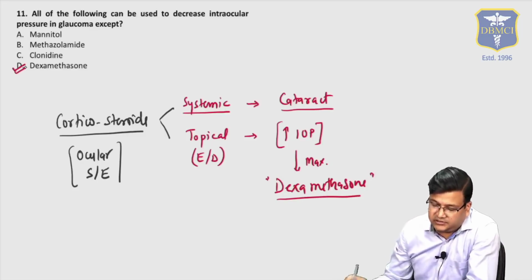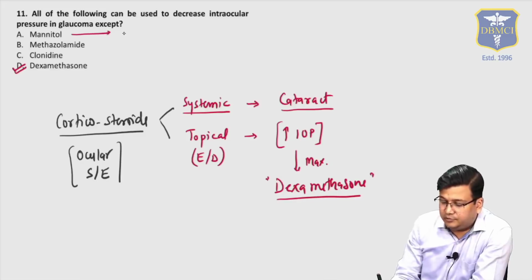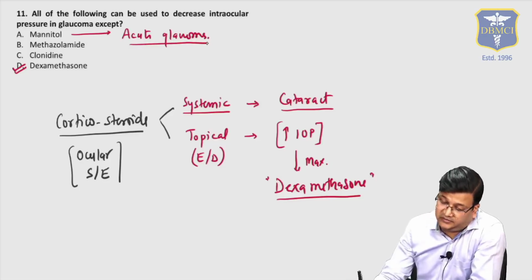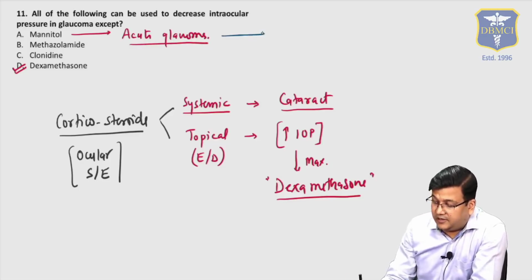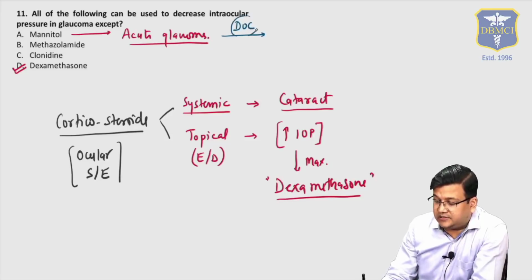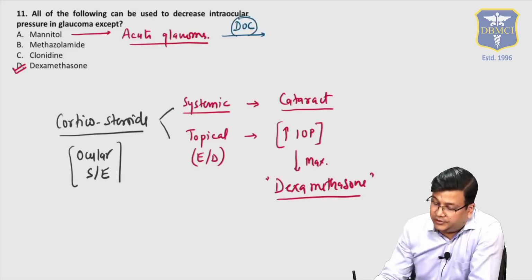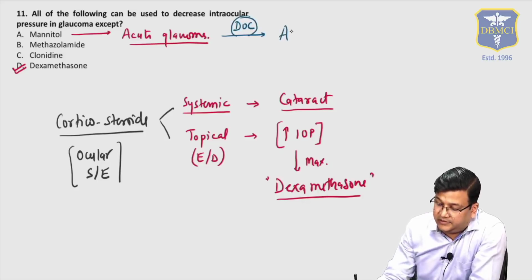Rest of the options: mannitol is used in acute glaucoma, attack of glaucoma or acute congestive glaucoma or narrow angle glaucoma. There is a controversy, however. If you are asked the drug of choice for this condition, earlier mannitol was considered the drug of choice. Now all guidelines mention acetazolamide.